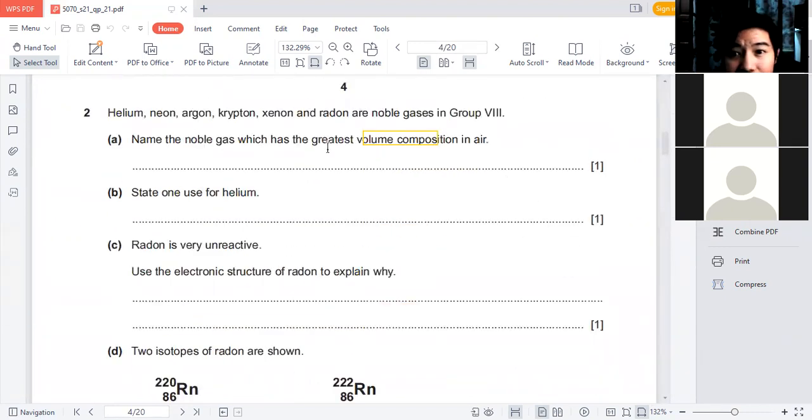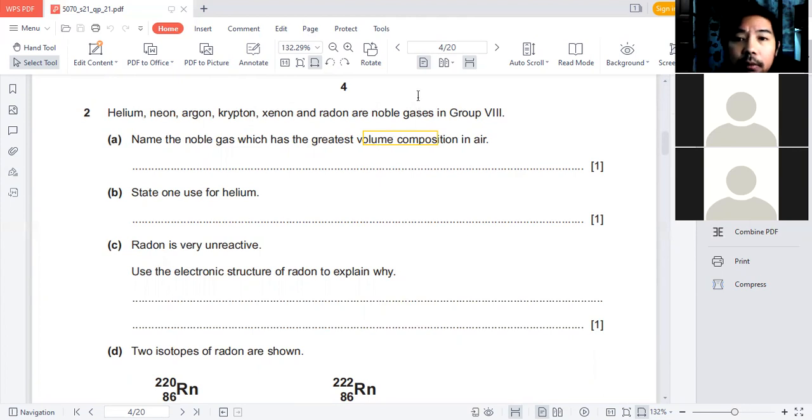name the noble gas which has the greatest volume composition in air. Among all the noble gases, the one with the most in air is argon. This is the one we have to remember. Although noble gases make up only about 1% of air, among all of them, argon is the most abundant.